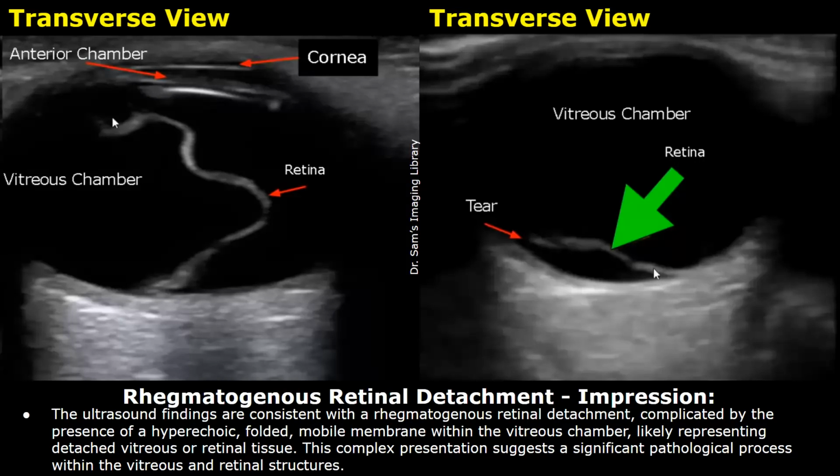This is the impression. The ultrasound findings are consistent with a Rhegmatogenous retinal detachment, complicated by the presence of a hyperechoic folded mobile membrane within the vitreous chamber, likely representing detached vitreous or retinal tissue. This complex presentation suggests a significant pathological process within the vitreous and retinal structures.